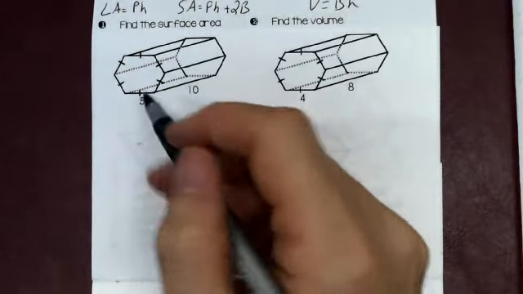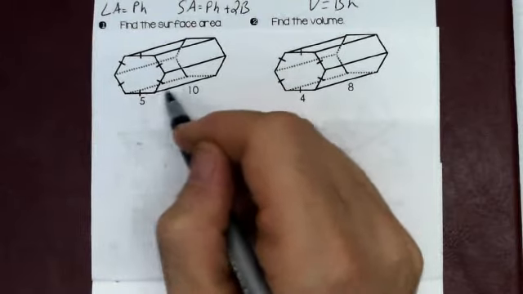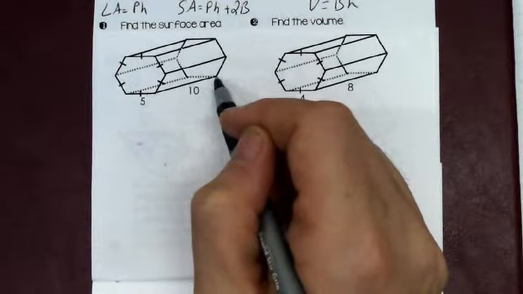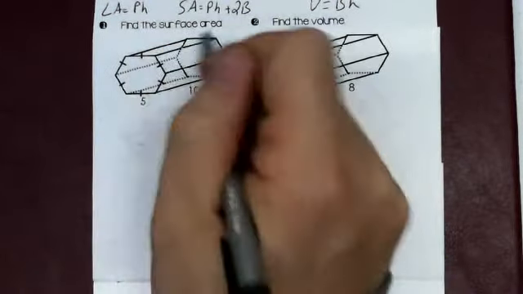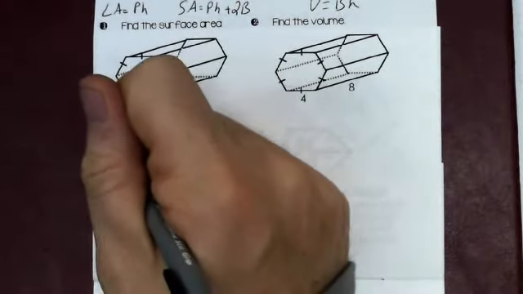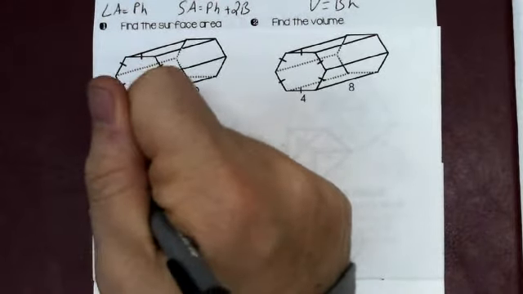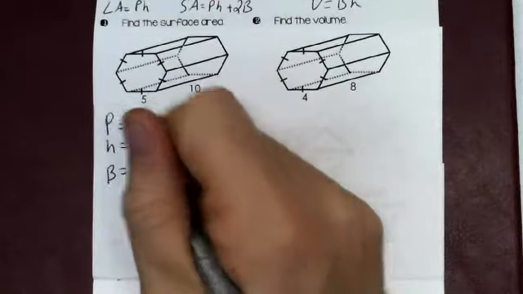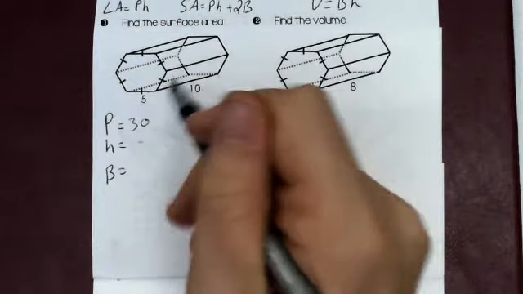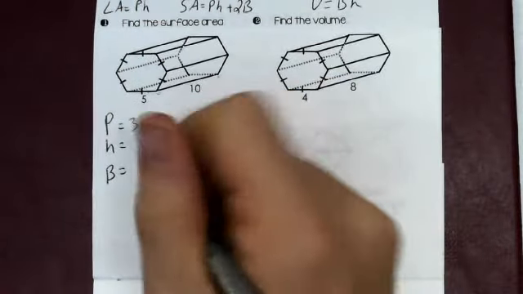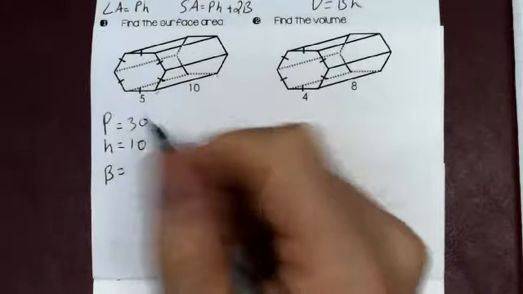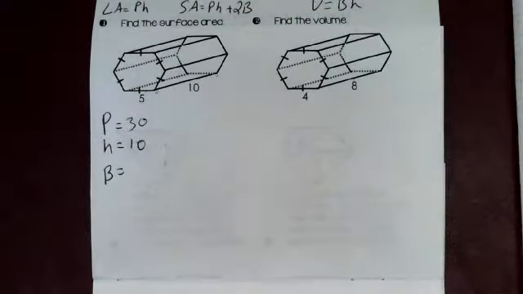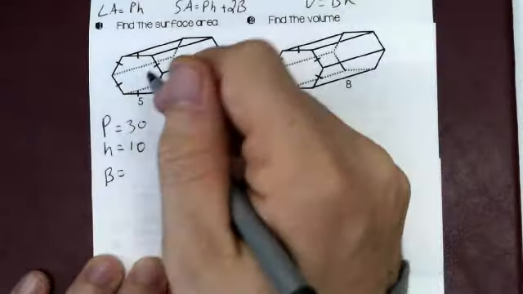Here I have a hexagonal prism, has a side length of 5 and a height of 10. I'm asked to find the surface area, which means I need to find the perimeter, the height, and the area of the base. Well, the perimeter is easy. There are 6 sides at 5 each, so that makes that 30. The height is given to us, so that's just 10. But the area of the base, this is a more complicated problem.